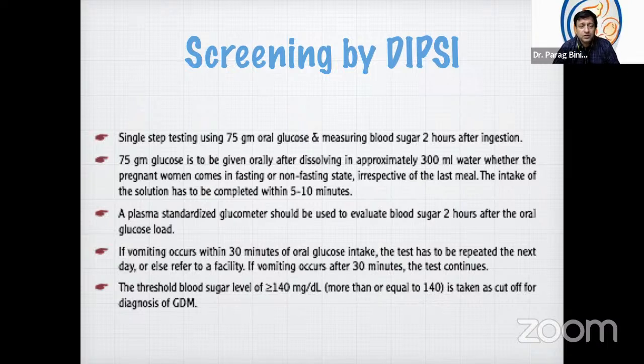Mind well, the fasting or non-fasting state of the patient is not important at all. This test can be done at any time of the day. What is required is that a plasma standardized glucometer should be used to evaluate blood sugars 2 hours after the oral glucose load. Now, if by chance the patient vomits within the first 30 minutes of oral glucose intake, the test should be repeated. But if she has vomiting 30 minutes later, the test continues.